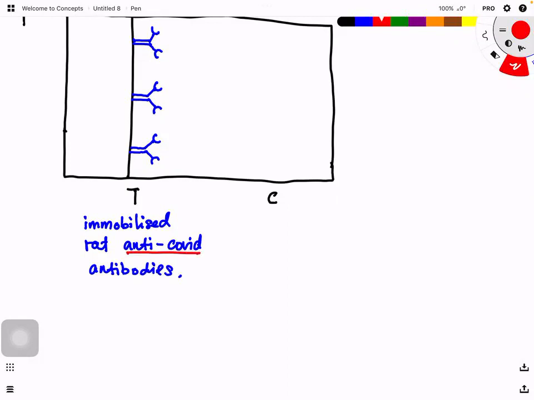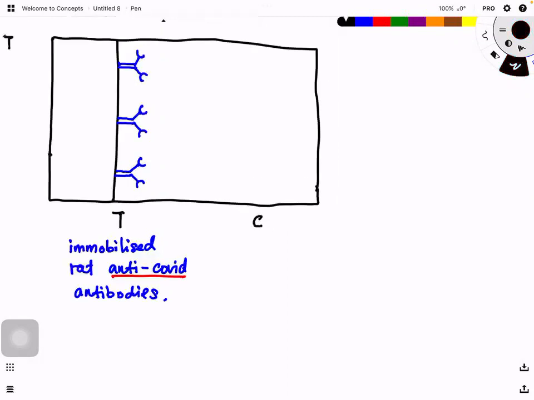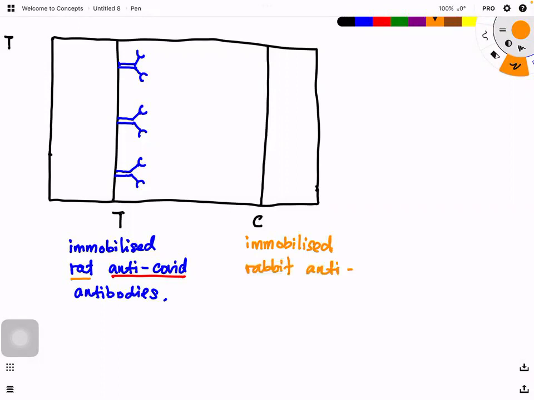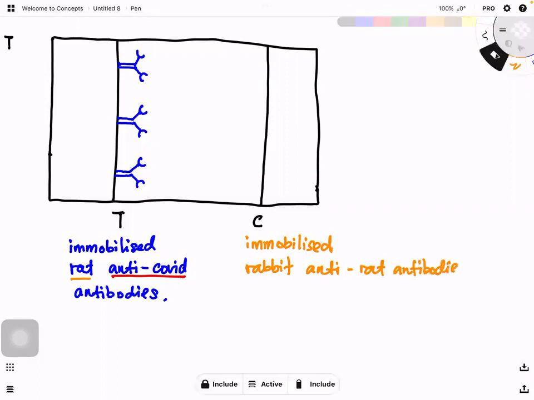Are you clear? How about C? At C, we also have immobilized, but at C, we immobilize with a different thing. If the first one we use rat, this one I might want to use a rabbit. Immobilized rabbit anti-rat antibodies.